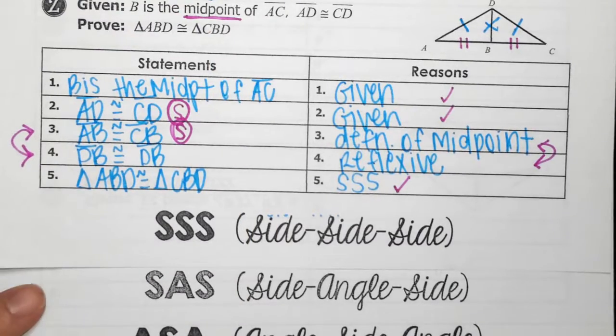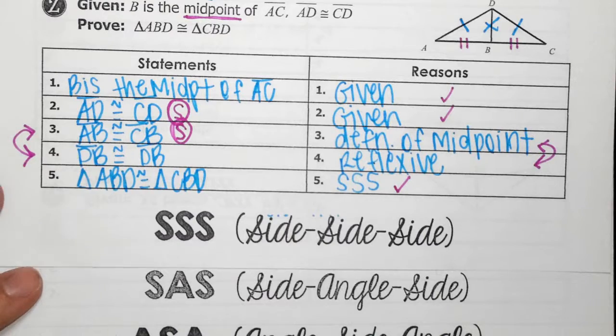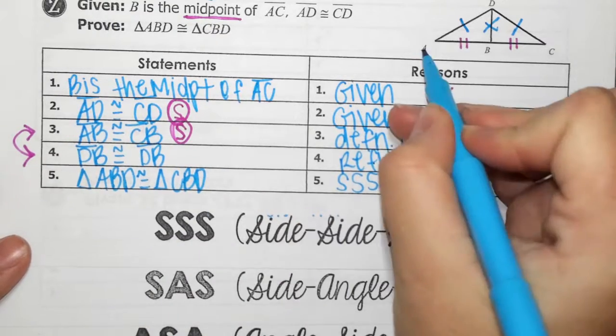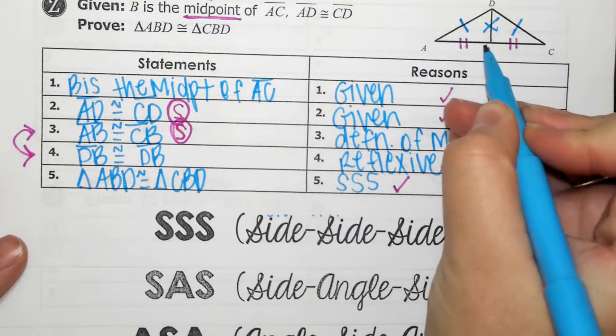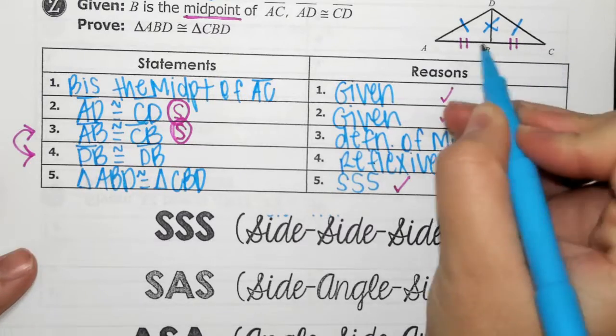Yes? Why couldn't you do AB's congruent to BC? Because we started with A and went to the middle, so we have to start on the outside and go to the middle. Okay, what are we going to next?